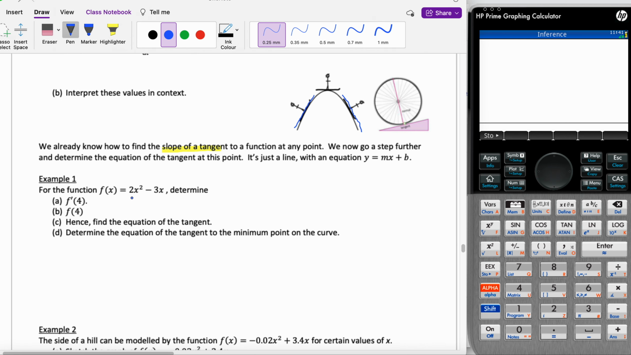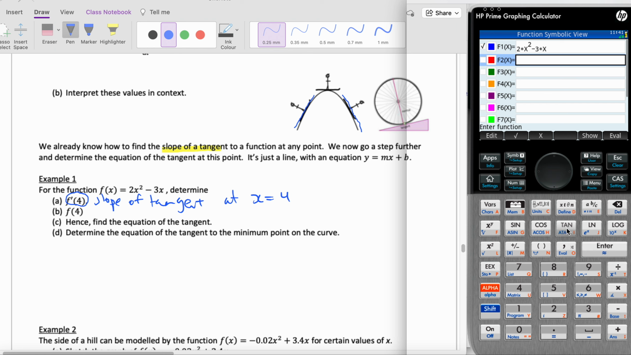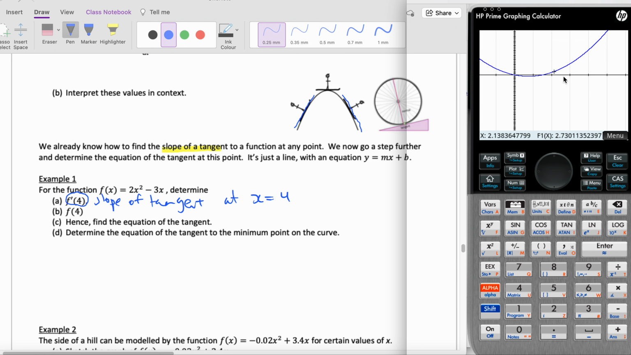Okay, so for the first one, remember what this means. Find the derivative at 4. What this means is find the slope of the tangent at x being 4. So let's enter this into the function: 2x squared minus 3x. Okay, plot it. We're at 4, so we are somewhere up here.